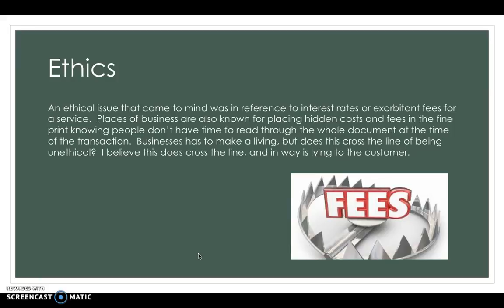Ethics. An ethical issue that came to mind was in reference to interest rates and exorbitant fees for a service. Places of business are also known for placing hidden costs and fees in the fine print, knowing people either won't take the time to read them or will just skim through them prior to the transaction. Businesses have to make a living, but my question is, does this cross the line of being unethical? I believe that this does cross the line in a way that is lying to the customer.